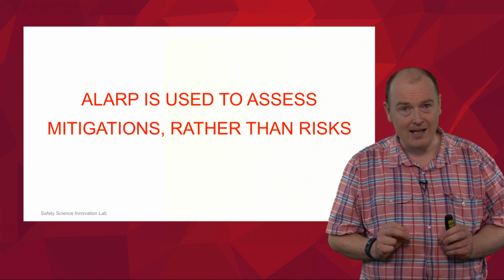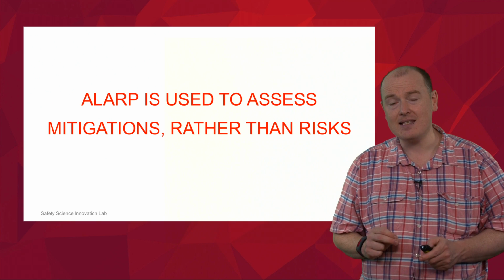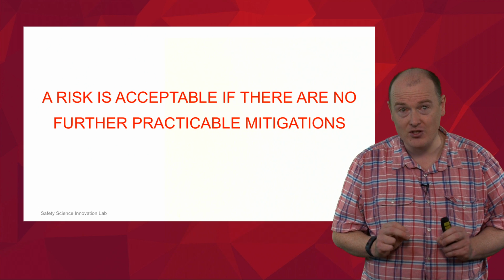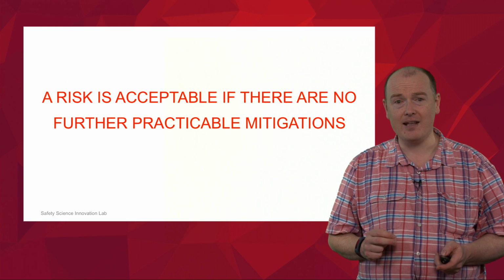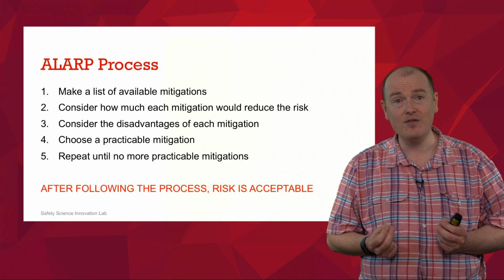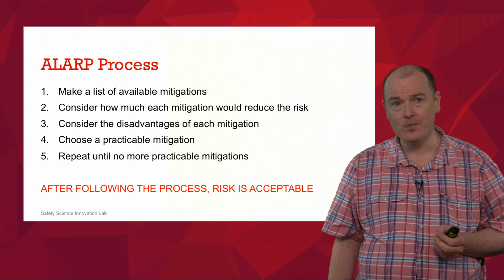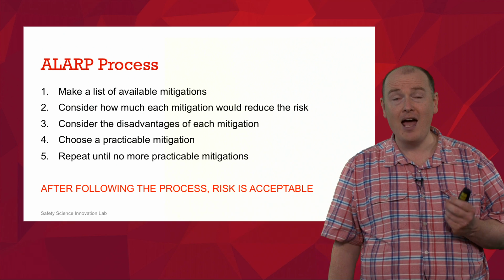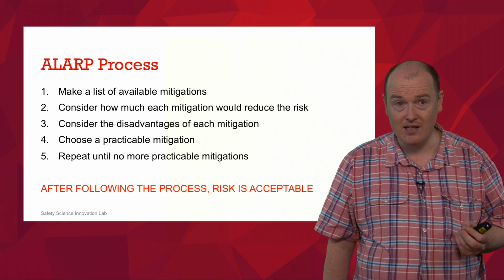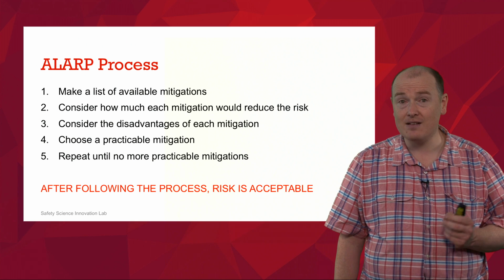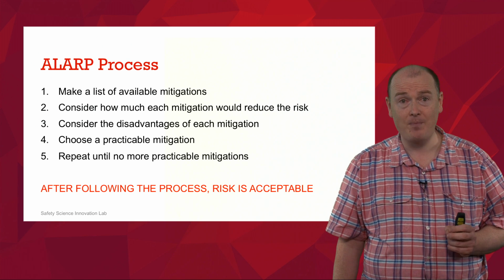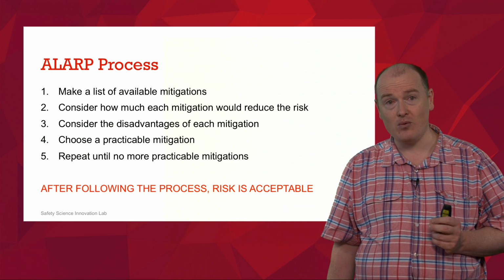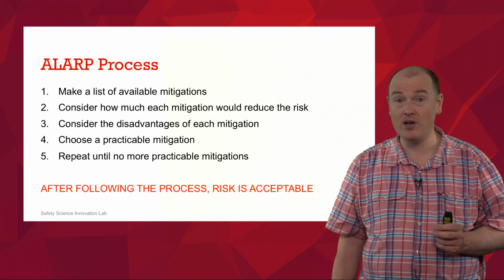And then having done that, we then, as a secondary process, say that a risk is acceptable if there are no further practicable mitigations. So the process goes something like this. We start off and make a list of all of the available mitigations for a risk. We then consider how much benefit we would get from each mitigation. Primarily, how much would each mitigation reduce the risk that we've got? We then consider the disadvantages of each mitigation. Primarily, how much does the mitigation cost? We then choose a practicable mitigation, one where the benefits outweigh the cost, and we put it in place.